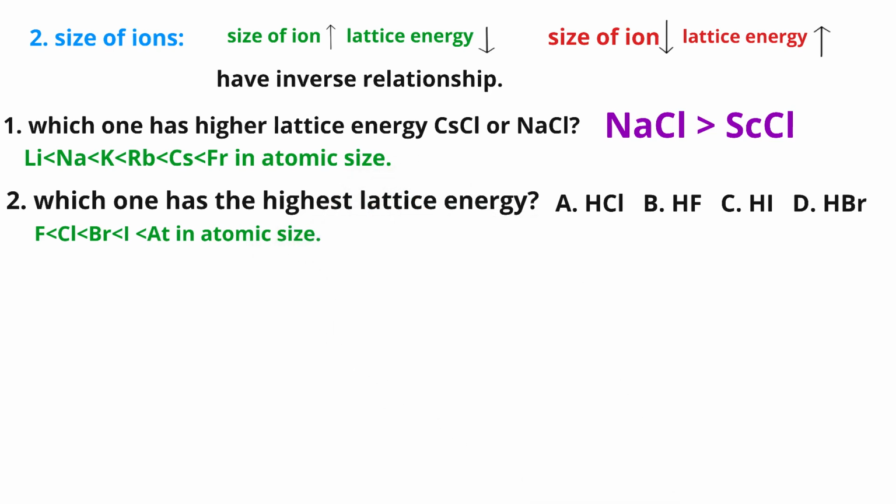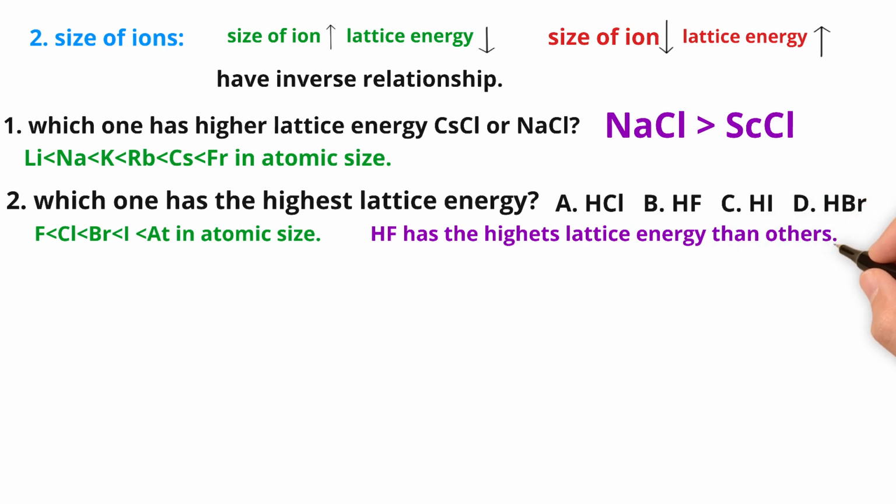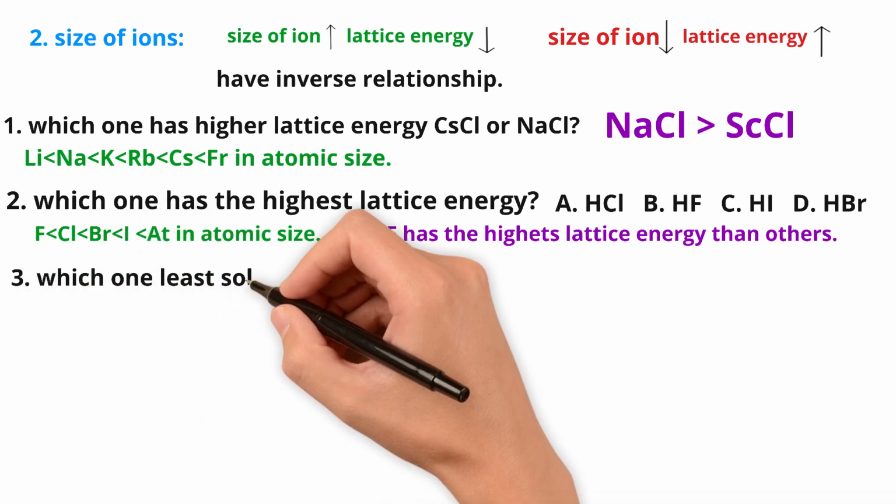Which one has highest lattice energy? Hydrogen chloride, hydrogen fluoride, C. Hydrogen iodide, D. Hydrogen bromide. Again, in size for halogens, fluorine is less than chlorine, chlorine less than bromine, bromine less than iodine, iodine less than astatine in atomic size. Therefore, hydrogen fluoride has the highest lattice energy of the others.